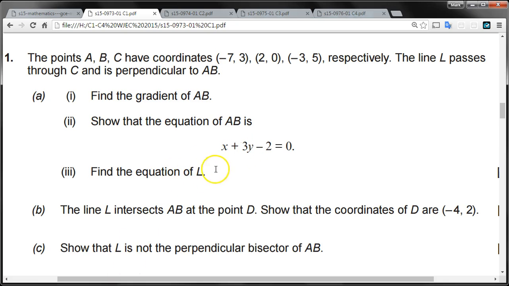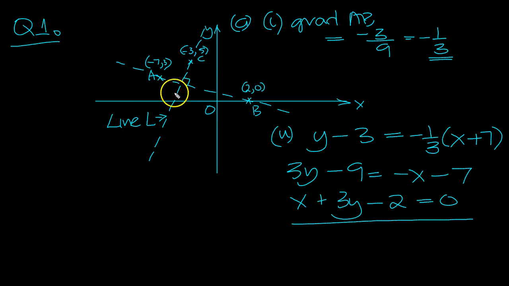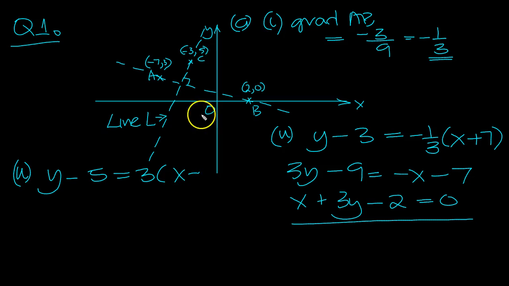Find the equation of L. Okay, so part 3. So L is perpendicular, and it goes through the point C. So the gradient of L must be 3, mustn't it? Because it's perpendicular, the product is minus 1, so 3 times minus 1/3 is minus 1. So Y minus the Y coordinate is equal to the gradient of L, which would be 3, X minus the X coordinate minus 3. So we end up with then Y minus 5 equals 3X plus 9.